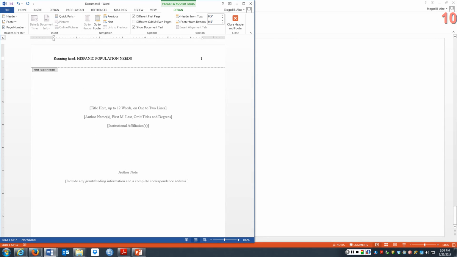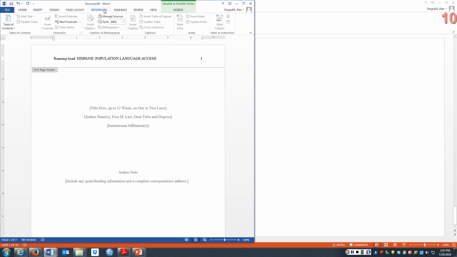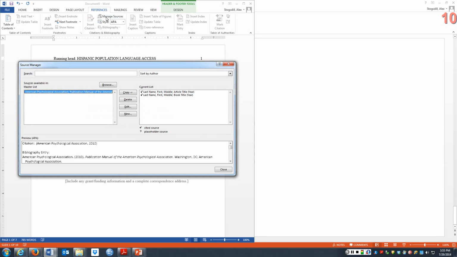No, I'm going to put language access because that's more specific. Remember, it can't be more than 50 characters. But what I want to show you is this for references. You click on references up here and you go to manage sources. Look, I have the APA manual in here.